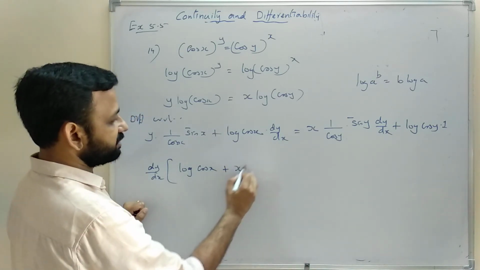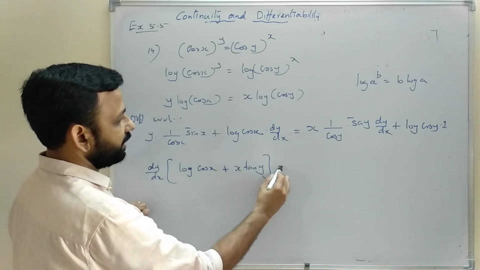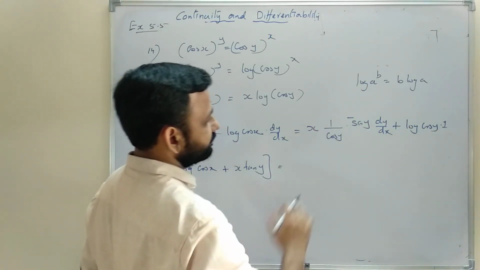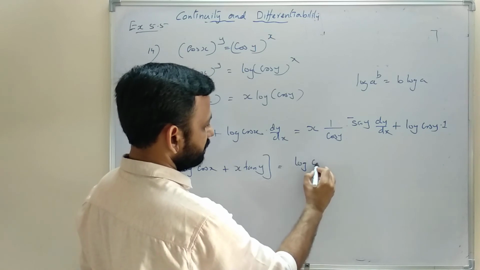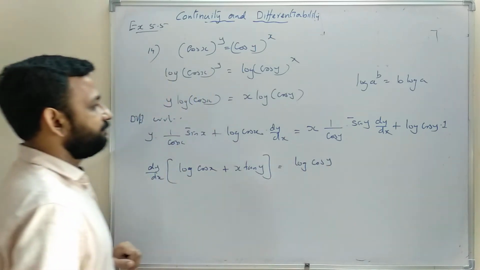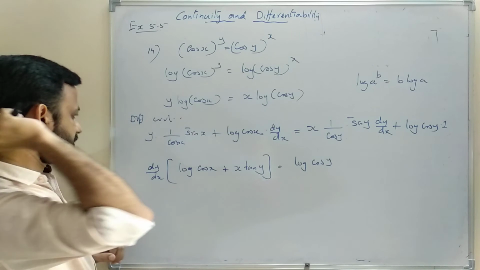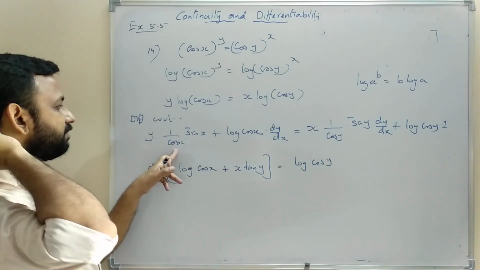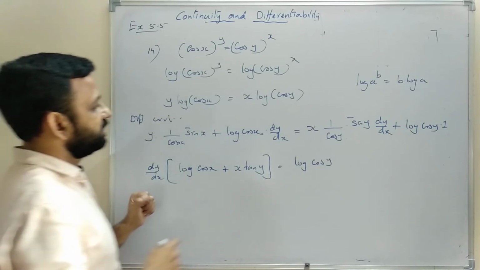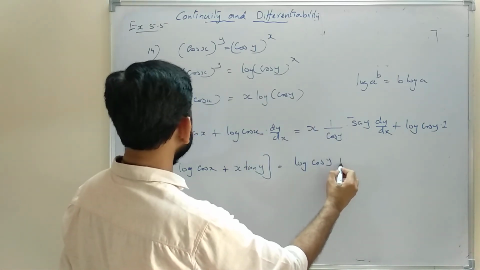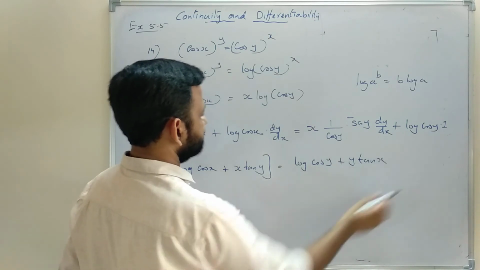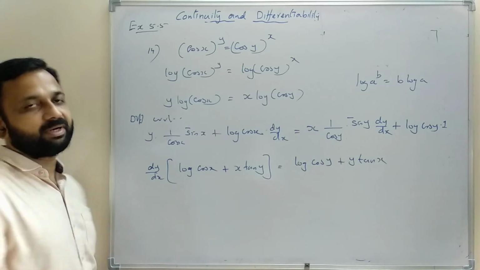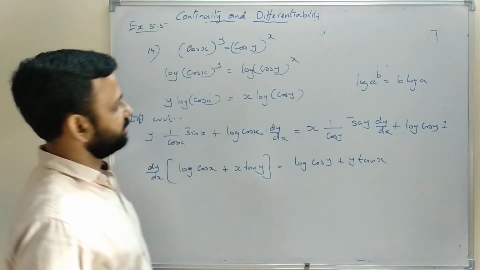So we will get x tan y equal to, on the right side, log cos y. Then we need to take this term from left to right. So this is minus sin x upon cos x, that is minus tan x, minus y tan x. When we take it from left to right, that is plus y tan x. Therefore dy by dx is equal to this expression divided by this one. So we will get the dy by dx term.